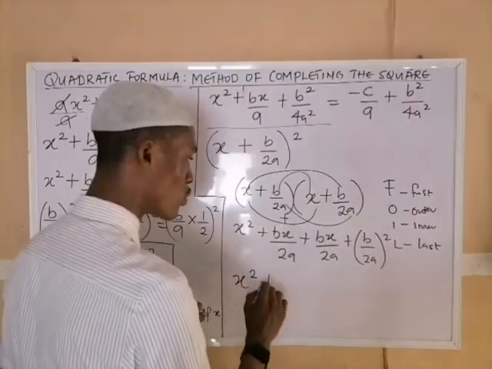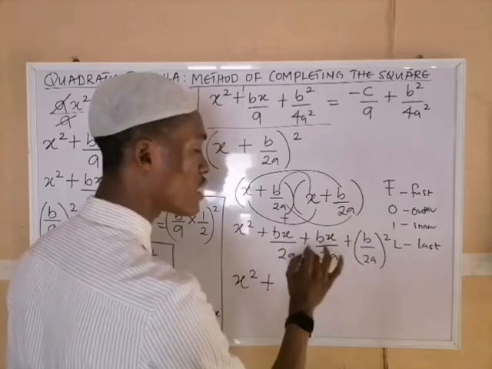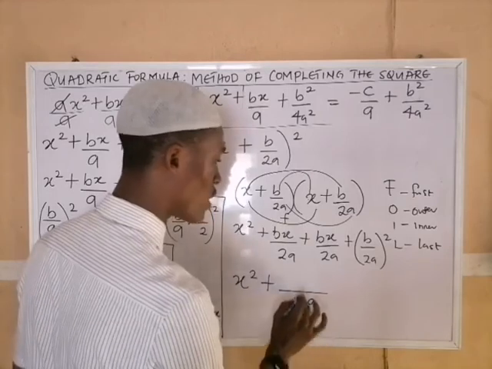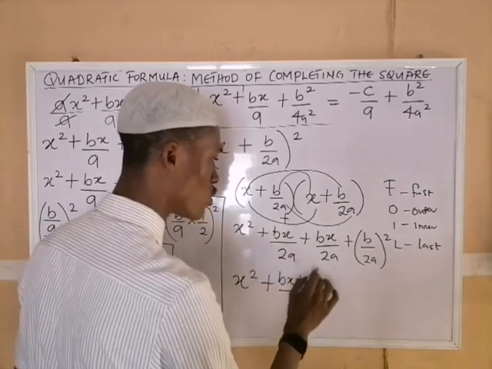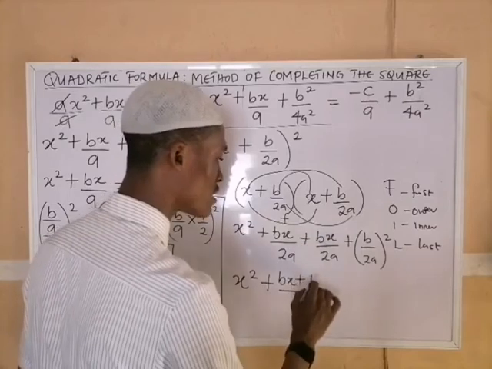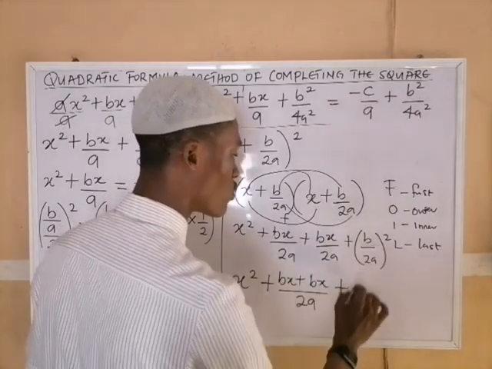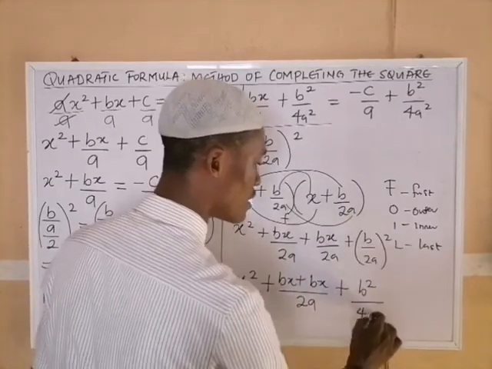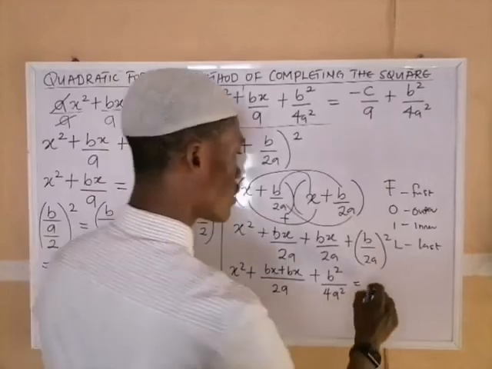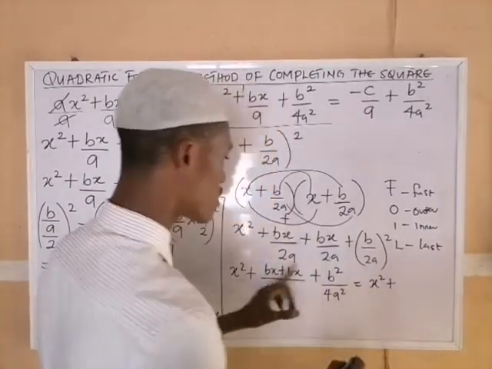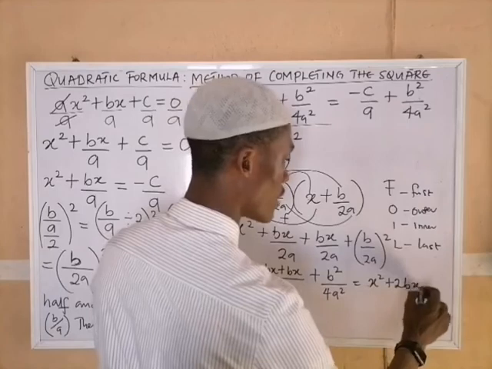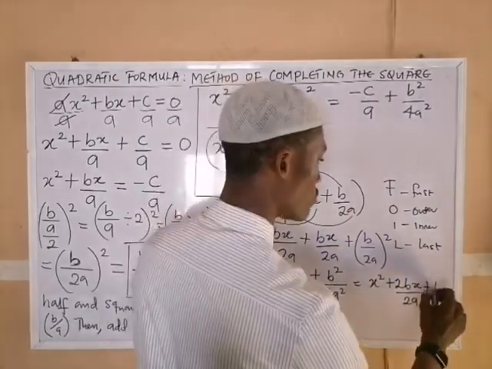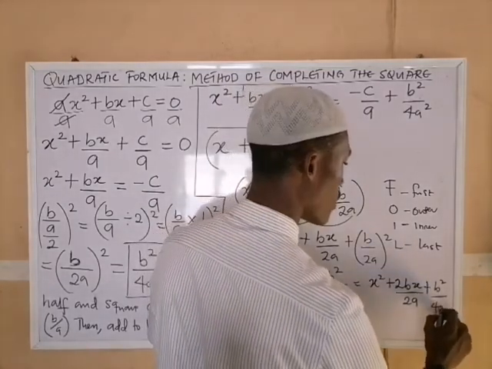So x squared plus bx over 2a plus bx over 2a. I'm going to find the LCM, which is 2a. 2a in 2a, that is 1. 1 times bx, that is bx, plus 2a in 2a, that is 1, 1 times bx, that is bx, plus b squared over 2 squared, that is 4, and a squared, which is equal to x squared plus bx, that is 2bx all upon 2a, plus b squared over 4a squared.